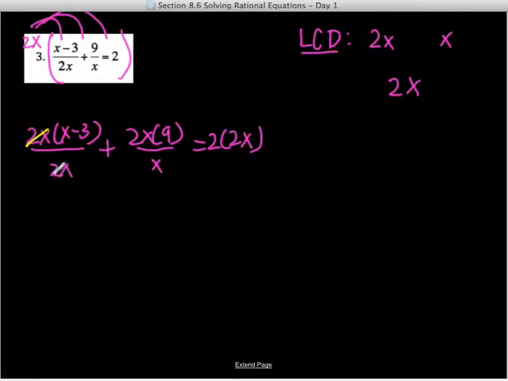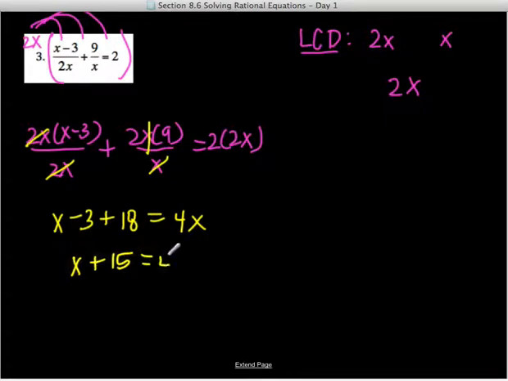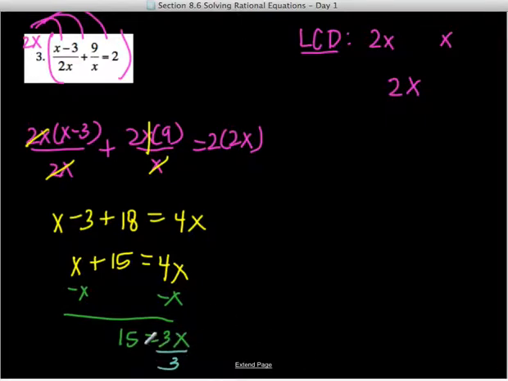Okay, so now I'm going to go ahead and simplify like I did before. My 2x's will cancel out. The x and the x will cancel, and then nothing cancels here. So I am left with x minus 3 plus 2 times 9 is 18 is equal to 2 times 2x gives me 4x. Combine my like terms on the left-hand side, I get plus 15 is equal to 4x. I would subtract x. So I have 15 is equal to 3x. And I will divide both sides by 3. And I get that x is equal to 5.